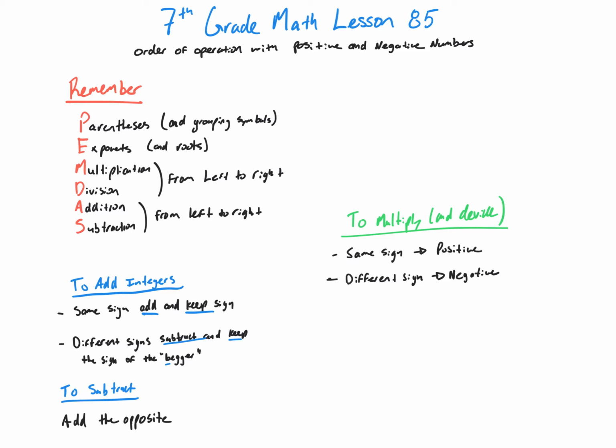This is lesson 85, and our objective for today is order of operations with positive and negative numbers. So before we jump into some examples, let's just remember a bunch of things. First off, for order of operations, the first thing we need to do is parentheses or different grouping symbols, and we'll talk a little bit more about that later as we see some of those. Exponents and square roots, multiplication and division from left to right, and then addition and subtraction from left to right.